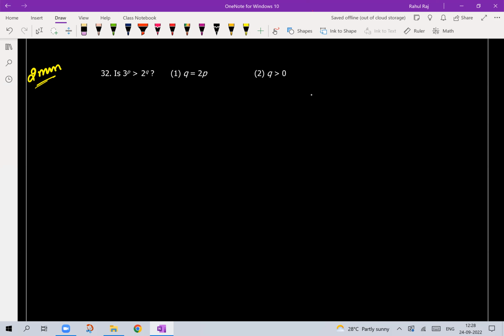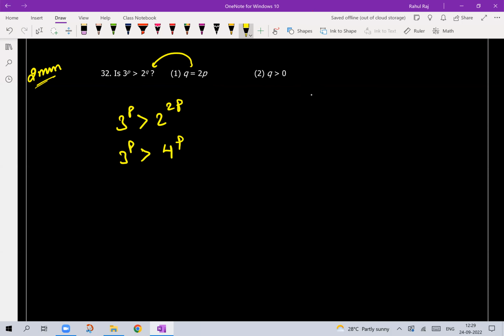Option number 1 says q is equal to 2p. I can straight away say this is not sufficient. Why? Because I have no idea about the values. They can be negative values, they could be positive values. But you want to 100% confirm? Try putting the value of q from here in the question. It says 3 to the power p is greater than 2 to the power 2p. That is 3 to the power p is greater than 4 to the power p.